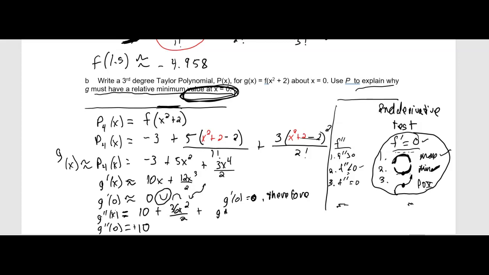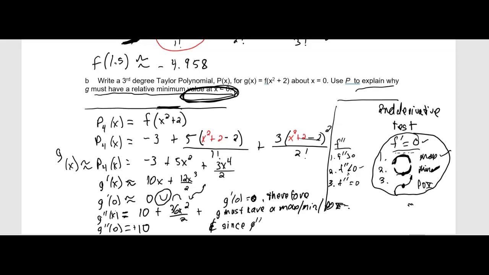Therefore, g must have a max, min, or point of inflection. And since g double primed of 0 equals a positive 10, let's not use f, it's g of x is concave up at x equals 0.